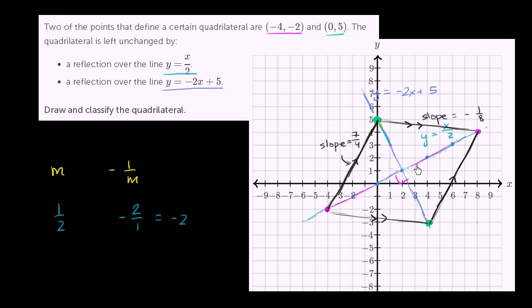We're trying to figure out if it's a rhombus. And if the diagonals are perpendicular, then you're dealing with a rhombus. And we've already shown that this diagonal and this diagonal are perpendicular. They intersect at right angles, and so this must be a rhombus.